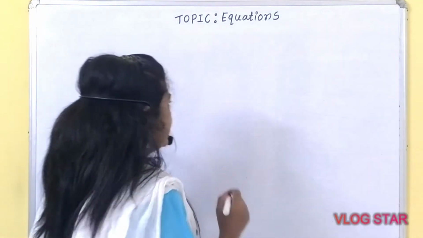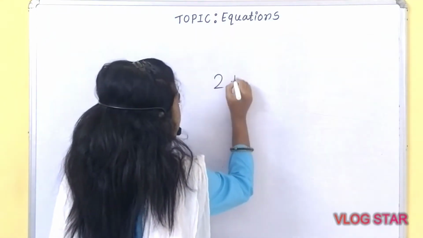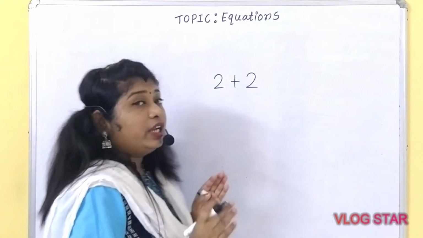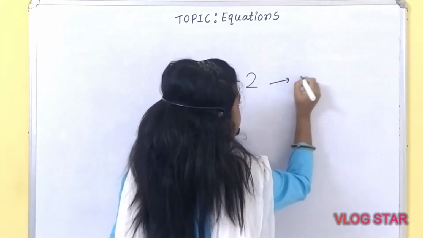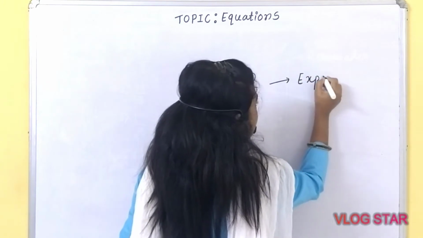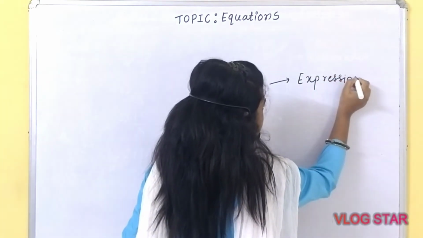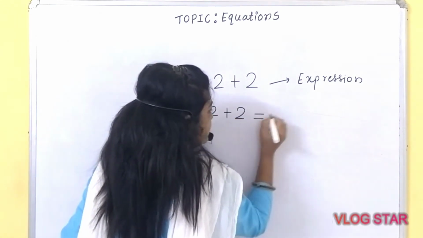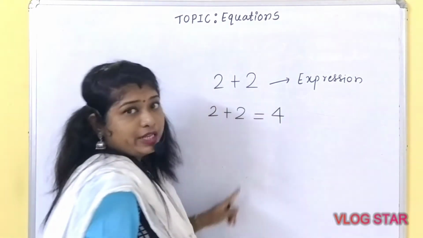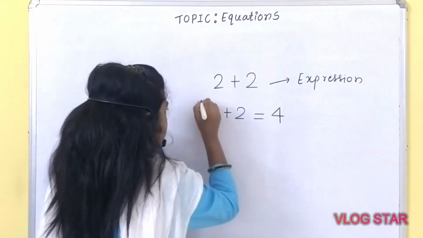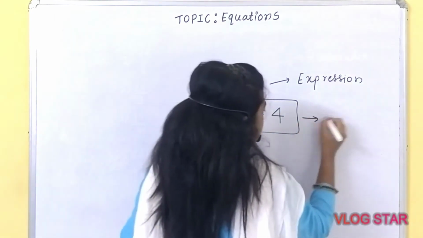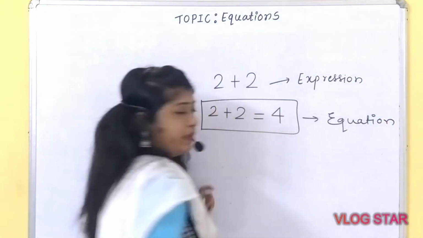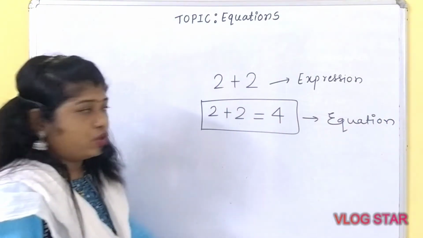Okay. So for example, if I ask you 2 plus 2, is it an equation or not? Definitely not. This is called an expression in mathematical terms. But if I write 2 plus 2 is exactly equal to 4, then definitely this expression is nothing but an equation. This term is the representation of an equation.